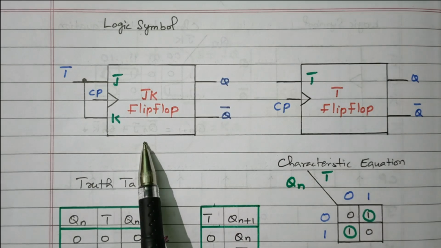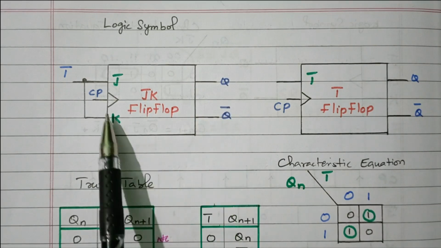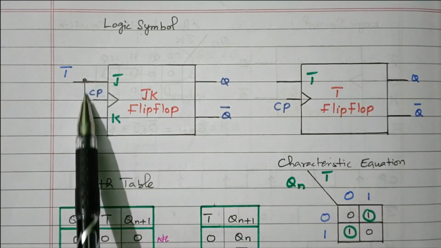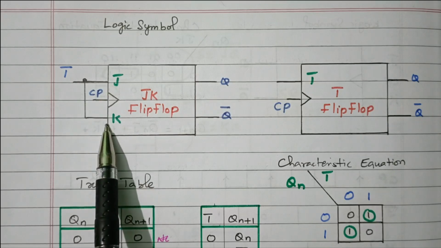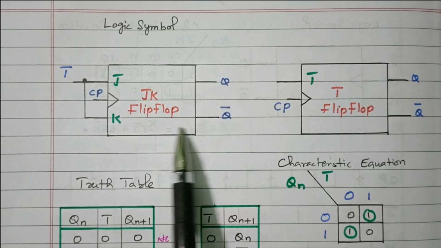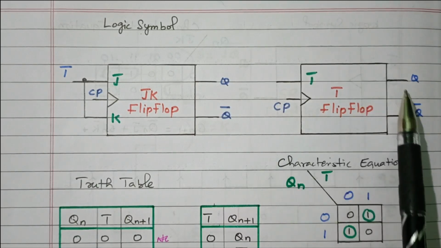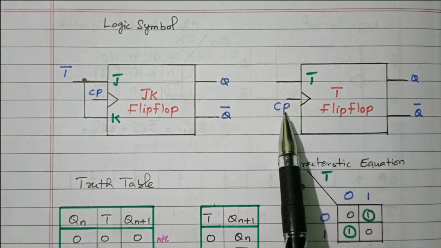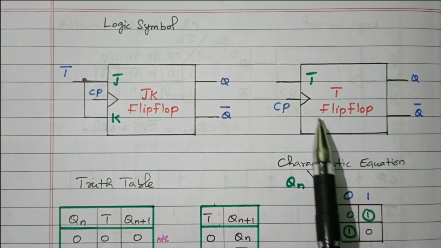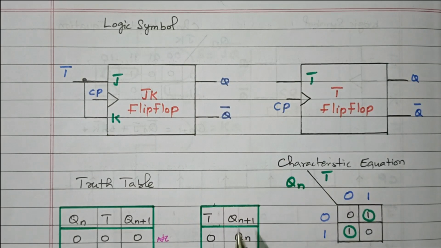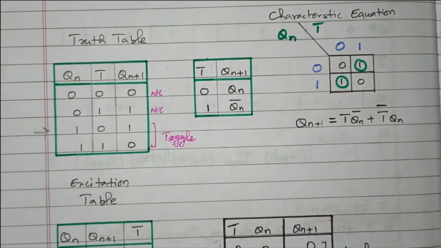So this is the logic symbol, JK flip-flop, output and complement of output and clock pulse, same input is given. T as the input given for J as well as K. This logic symbol can be modified as a single input T, output and complement of output, and clock pulse. So this is a modified symbol having one input. Then we will see the truth table and excitation table.